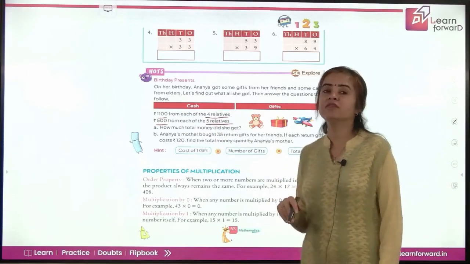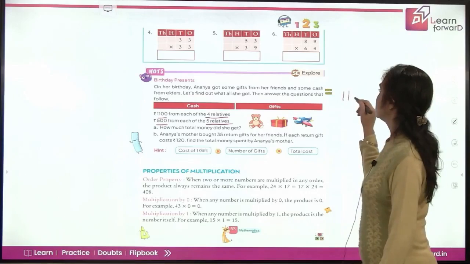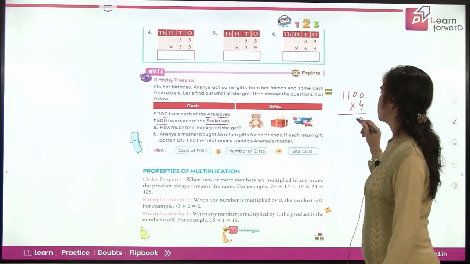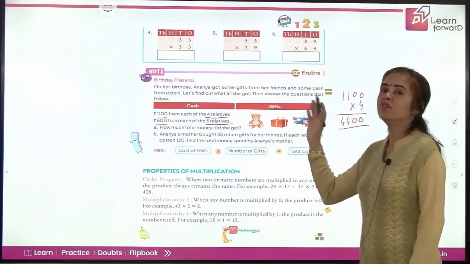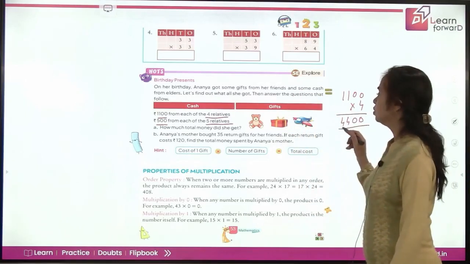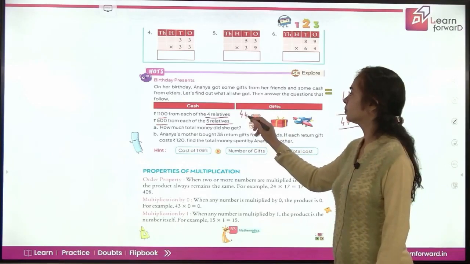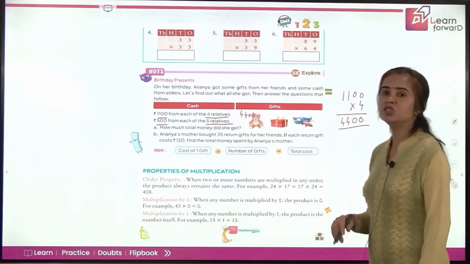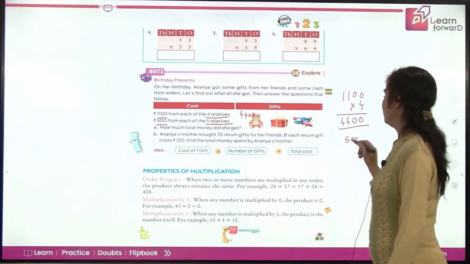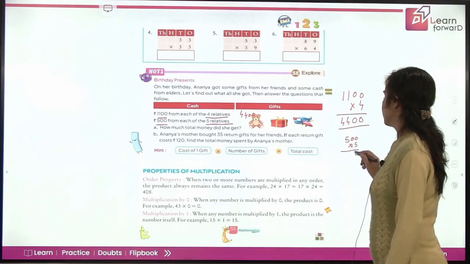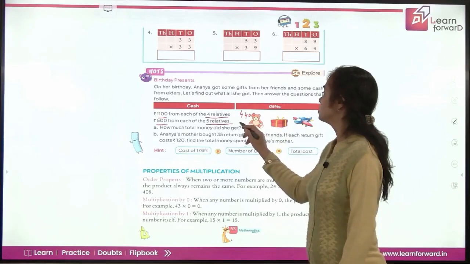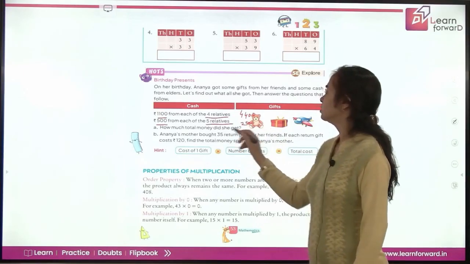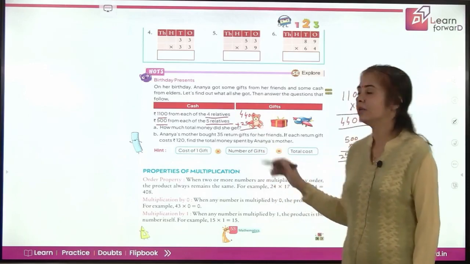1100 from 4 relatives. So we will multiply and find out. So let's multiply 1100 by 4. So this is 4 zeros are 0, 4 zeros are 0, 4 ones are 4, 4 ones are 4. Even when it is 4 digits, we will keep multiplying the bigger places also. So you get 4400 here. Going ahead, 500 from each of the 5 relatives. Yes, 500 times 5. You got it correct. It is 2500. So the total money she got is, you will add them and get the answer.